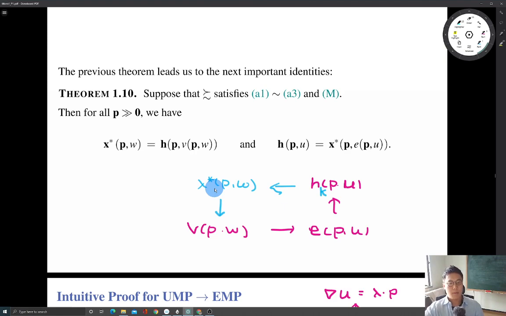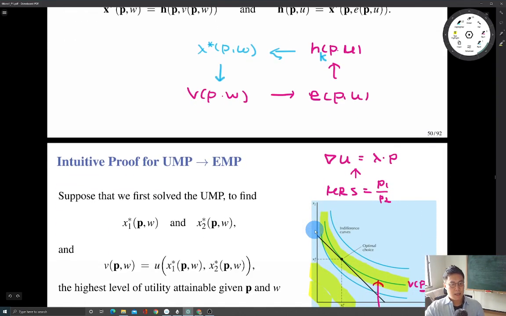Okay, and we may start from here, the expenditure function. Okay, and we know then the Hicksian demand and Walrasian demand and indirect utility. Okay, and we can go back to the expenditure function by the previous proposition.